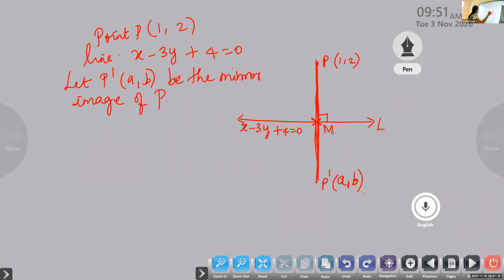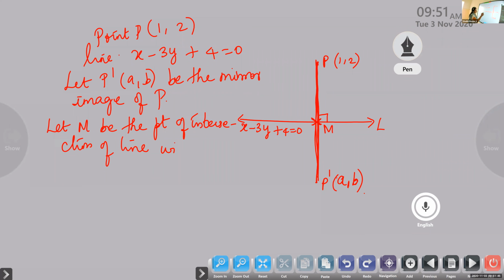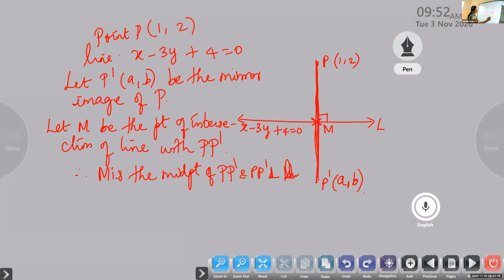So let M be the point of intersection of the line with PP dash. Therefore, we know that M is the midpoint. Why are we getting M as midpoint? Object distance will be the same as the image distance. So M is the midpoint of PP dash, and PP dash will be perpendicular to the given line L.